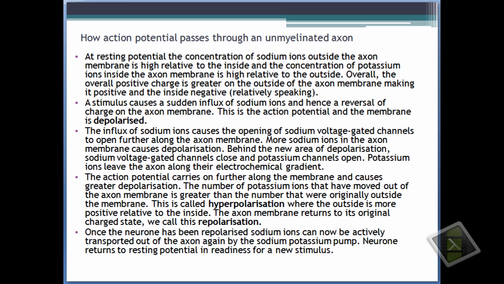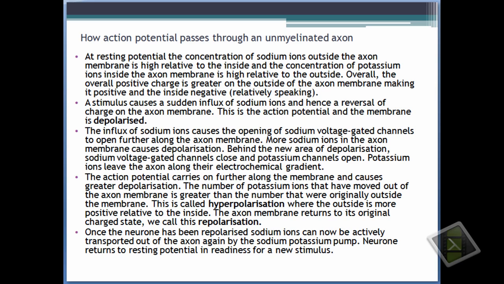So just stemming off that point, we just spoke about how the potassium ions are moving out of the axon membrane and the sodium ions are moving into the axon membrane. So we've got a higher concentration of potassium ions on the outside and a high concentration of sodium ions on the inside of the axon membrane.